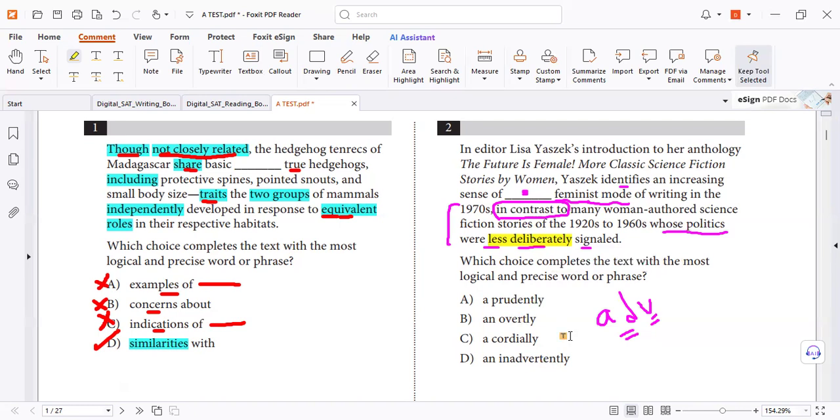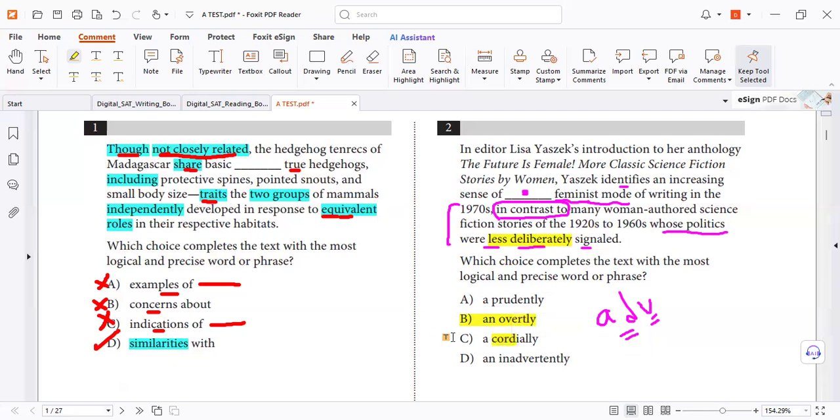Overtly. What does overt mean? Overt, common word, means over. If something is over, it's up on the surface. If something is up on the surface, it's clear to the eyes. So overtly means openly, directly, not less deliberately. So it can be letter B because it's opposite. So here, less deliberate means hidden, secret. But here, it's open. It's opposite.